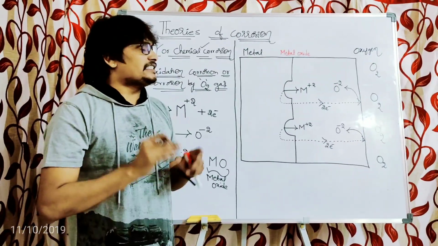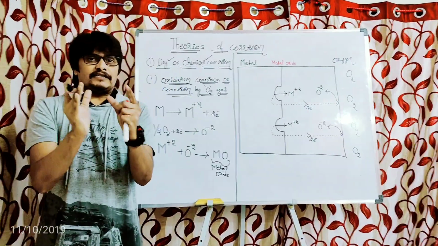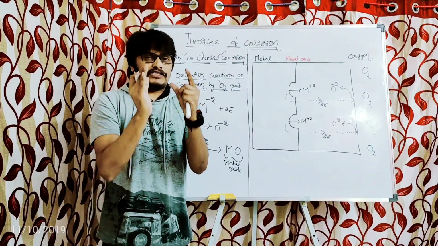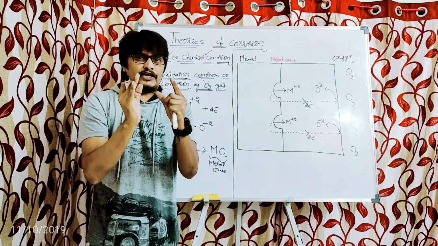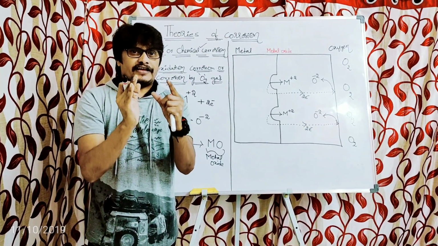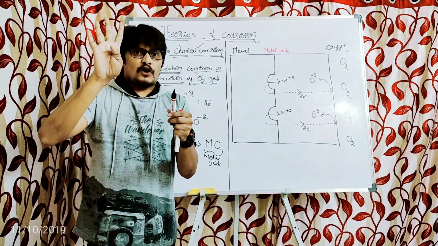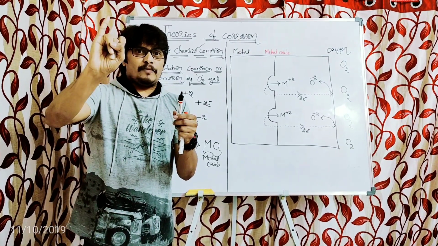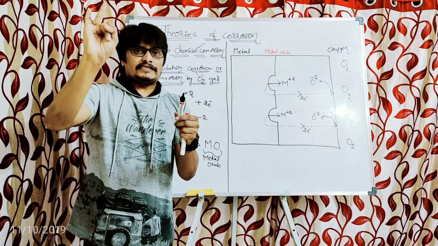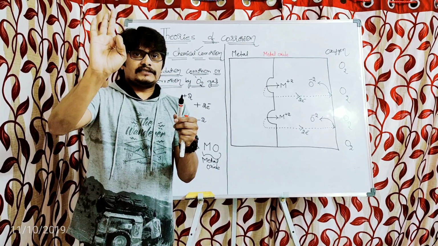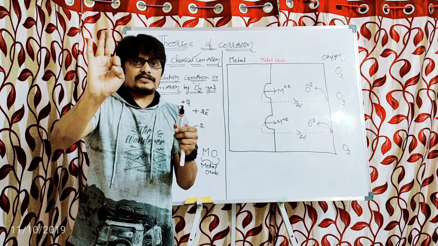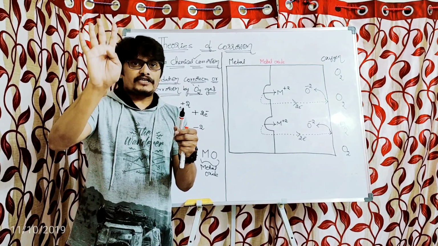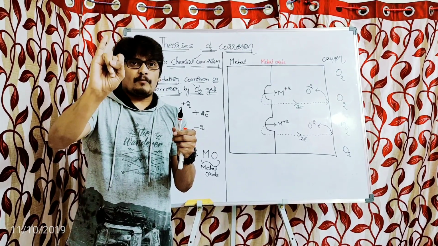That is, basically whenever the metal is undergoing the oxidation, corrosion or attacked by the oxygen gas under dry conditions, 4 types of metal oxides are going to be formed. The one is the stable metal oxide, the second one is unstable metal oxide, third one is volatile metal oxide, and fourth one is porous metal oxide. Now let us discuss one by one.